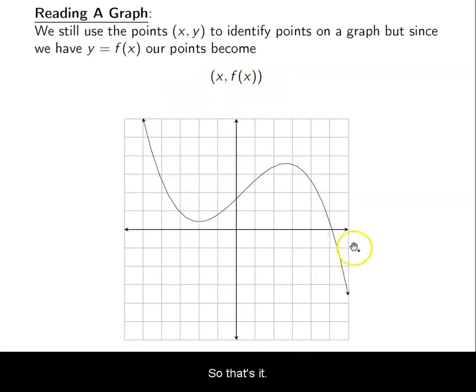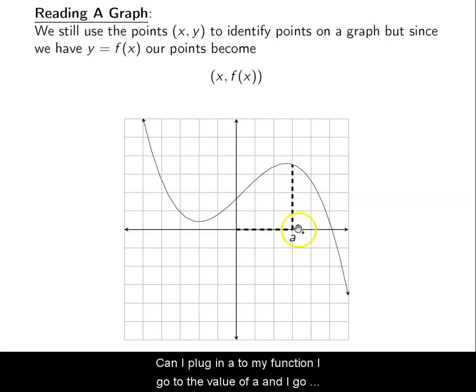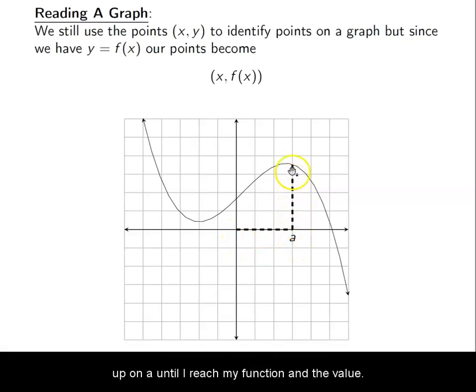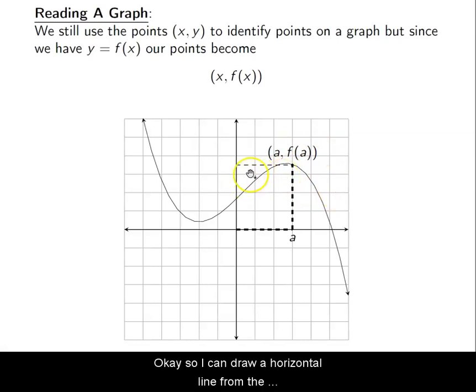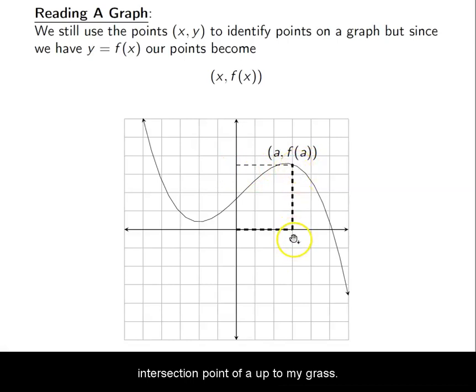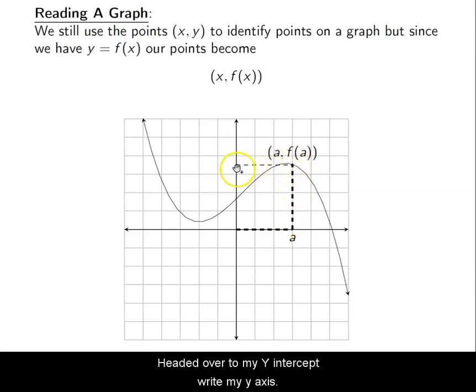So let's say that this is my graph, okay? If I move over from 0 a distance of a, so a becomes my input, and I plug a into my function, I go to the value of a, and I go up on a until I reach my function. And the output value, the y value that I reach, okay, is my f of a. So I can draw a horizontal line from the intersection point of a up to my graph, and then over to my y-axis, and that'll be the value of f of a.